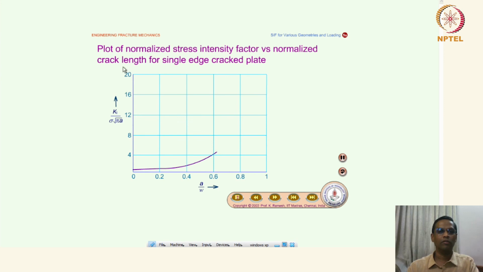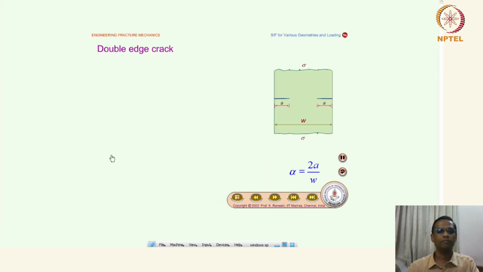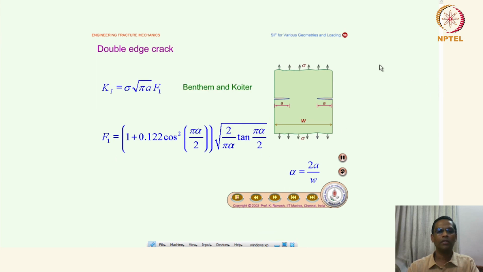And then again you compare these models proposed by different people. Plot of normalized stress intensity factor versus normalized crack length for a single edge cracked plate, and you will see this variation was like that. Now you can also look at the double edge crack. Earlier we had a single edge crack, now it is a double edge crack. And Bentham and Koiter have given an expression like this.